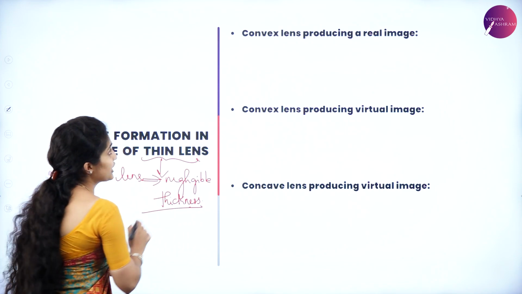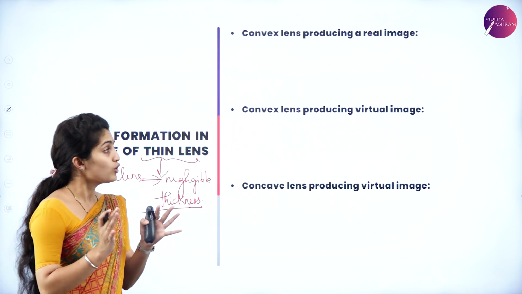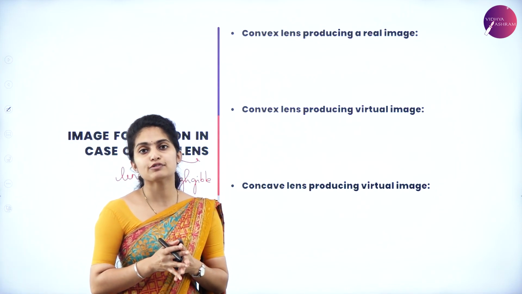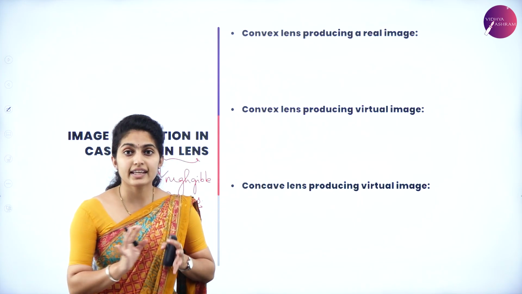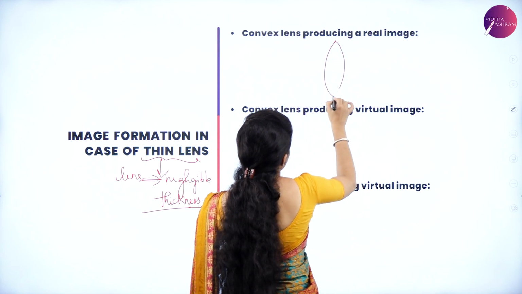Negligible thickness. So we have a convex lens which produces a real image. What do we have to do if the convex lens has to produce a real image? There is an object which is placed beyond the focal length.